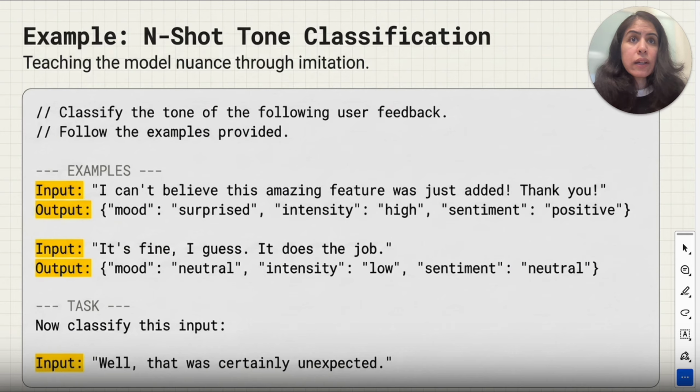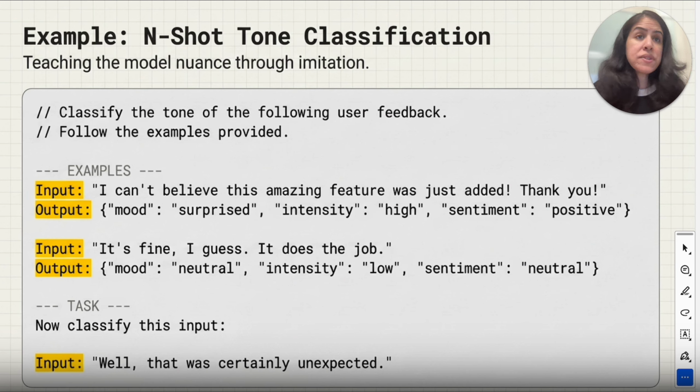This is what it looks like in practice. You have an input, let's say, I can't believe this amazing feature had just been added. Thank you. And the output would be surprised, the intensity is high, and the sentiment is positive. Another input could be it's fine, I guess, where the mood is neutral, the intensity is low, and maybe the sentiment is again neutral. Now, you can ask the model to classify.